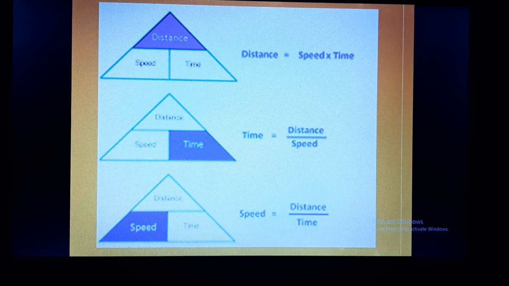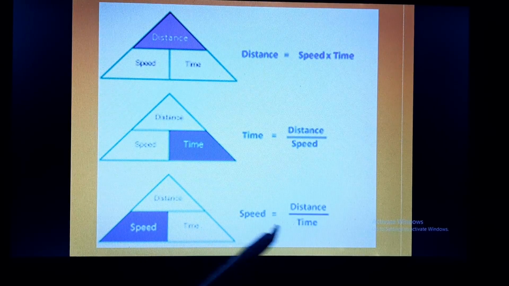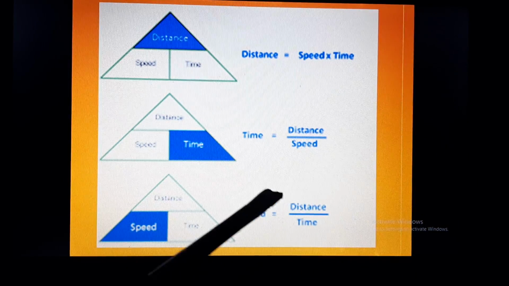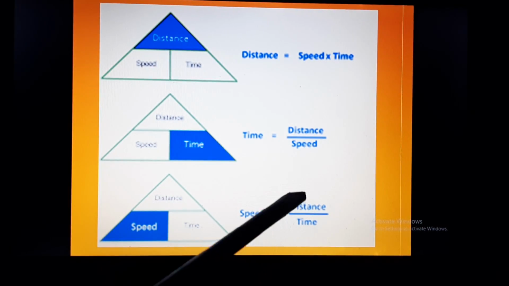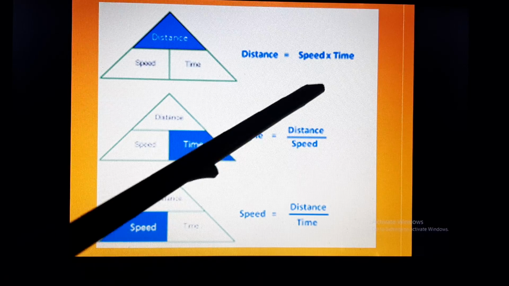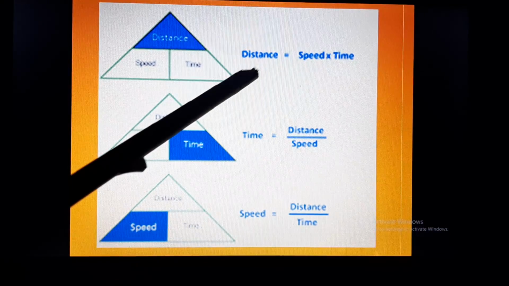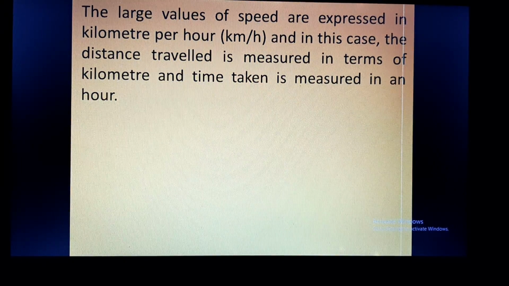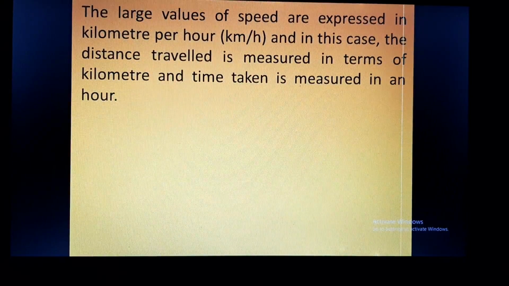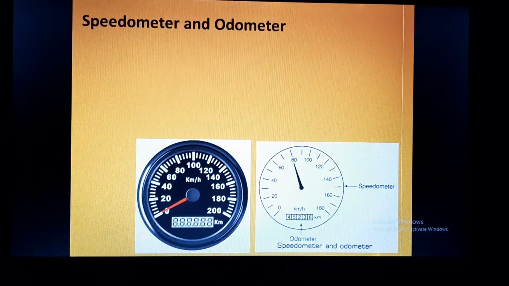So from this triangle, you can see the formula of the speed, which is distance upon time, and out of these three, two variables are given. If you are given the distance and time, you can calculate the speed. If you are given the speed and distance, you can calculate the time. If you have speed and time, you can calculate the distance. Now, as we discussed, the larger values of the speed are expressed in kilometer per hour and the smaller are in centimeter per second or meter per second as well.